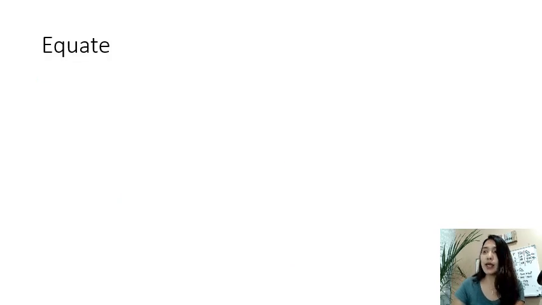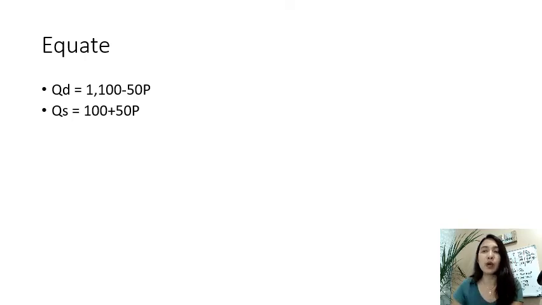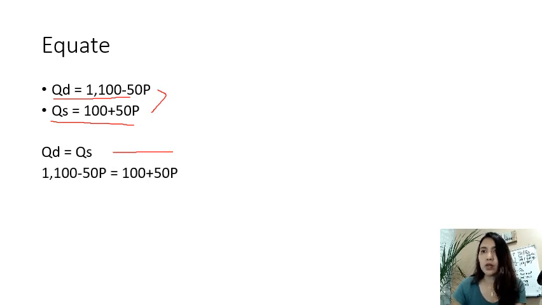Okay, next we combine the two together. We want to know how much is your equilibrium price and quantity. First, we need to recap. So this is your demand function and this is your supply function. We equate your demand function equation and supply function equation because that is the main concept of equilibrium. So 1100 minus 50P is equal to 100 plus 50P. So you combine negative 50P and positive 50P.